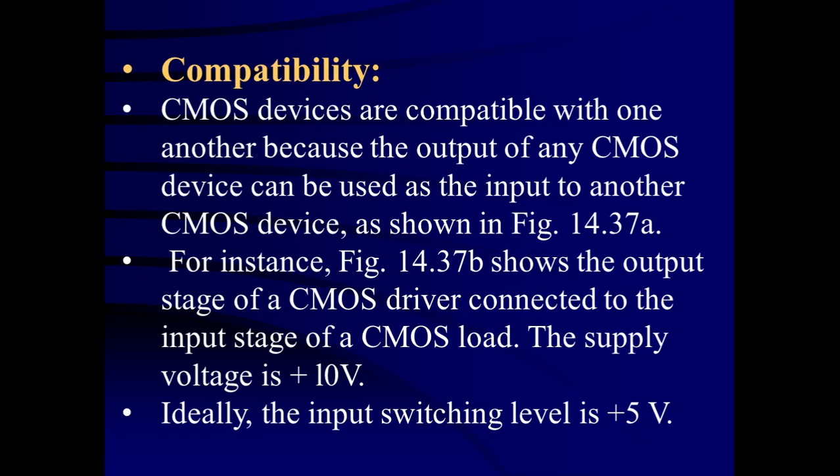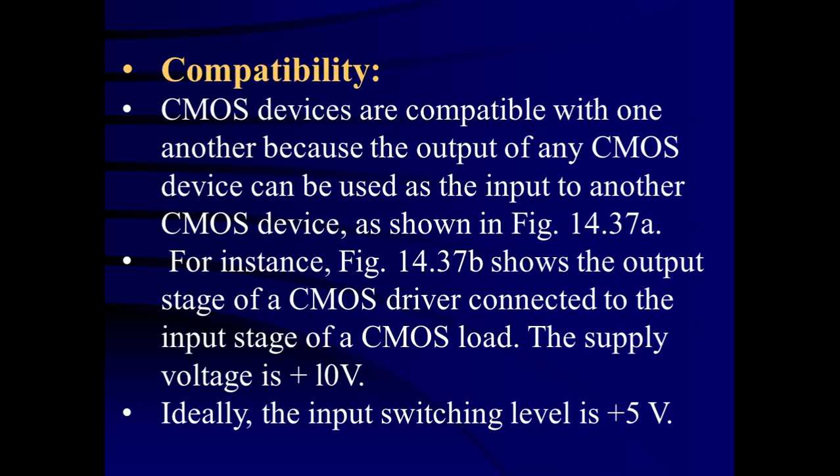Now, the compatibility. What is the meaning of compatibility? One CMOS can be utilized as a driver and any other CMOS can be utilized as a load. You can make a direct connection like this without any buffer stage or any other intermediate stage being required. That is called compatibility, because the output, whether high or low, can be directly connected to the input and it will be considered a valid high and valid low state for the load.